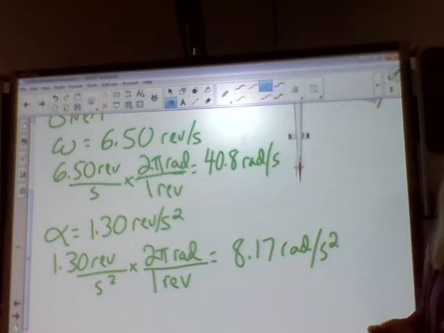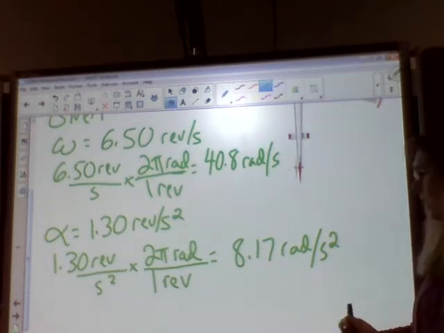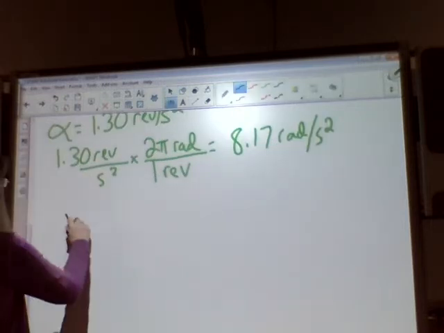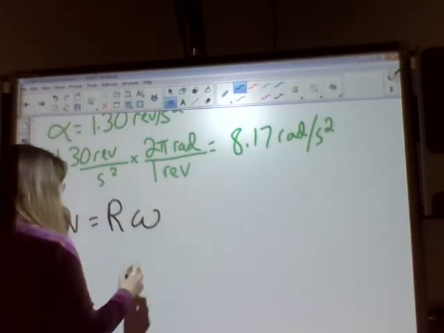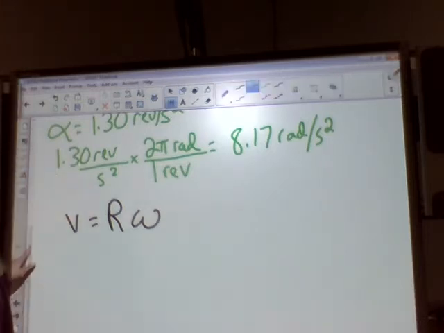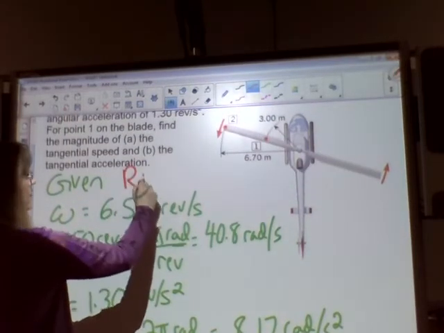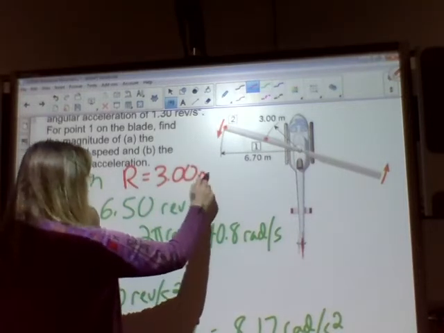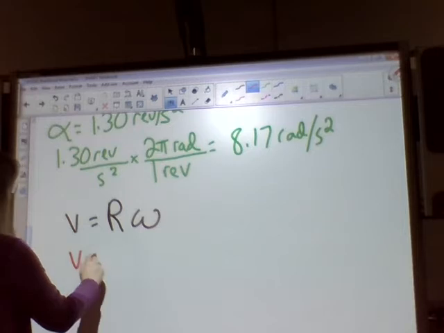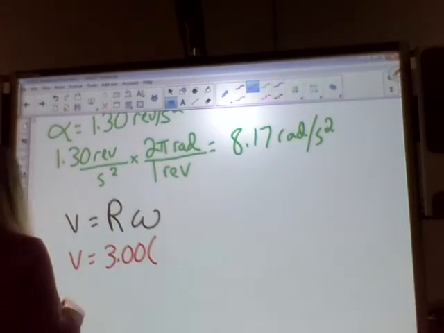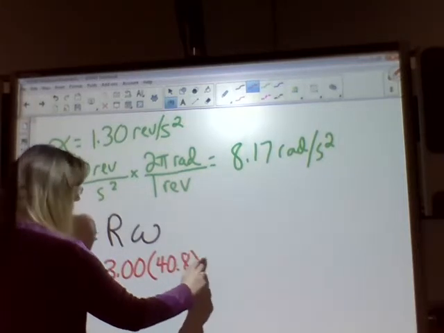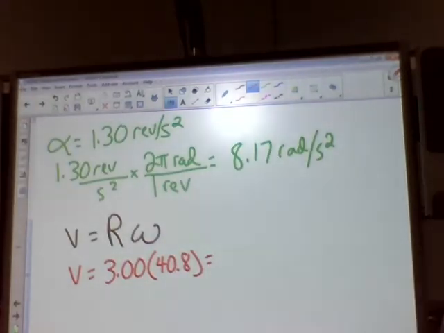Now we're able to look at how these quantities are connected to the linear values. And it's a simple relationship where speed equals r times omega. And we were also given the radius. If we look at the diagram, the radius is 3 meters. So we're just going to simply plug in using our converted value of 40.8 radians per second, giving us an answer of 122.4 meters per second.